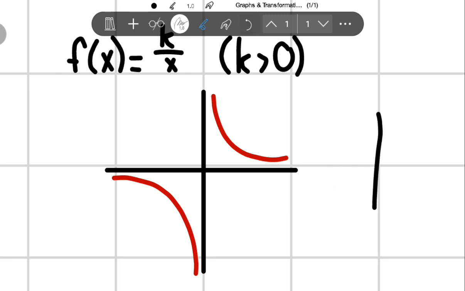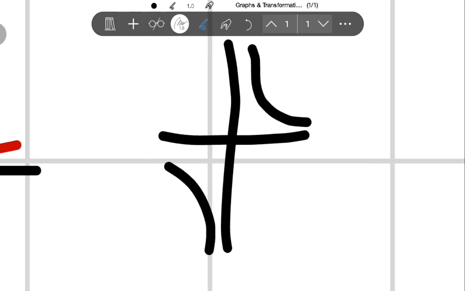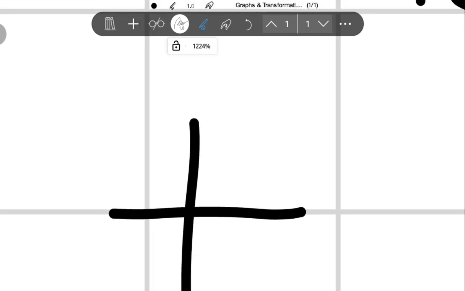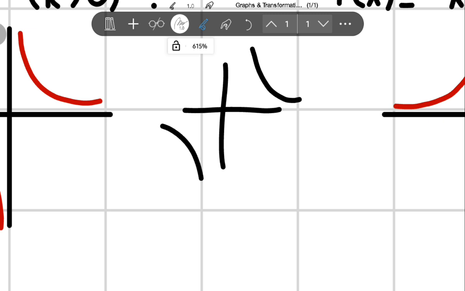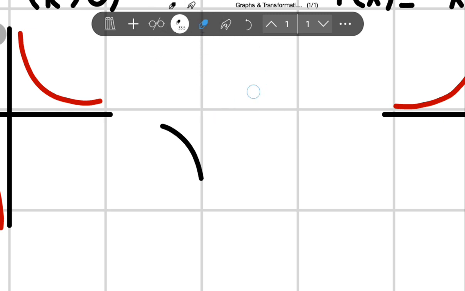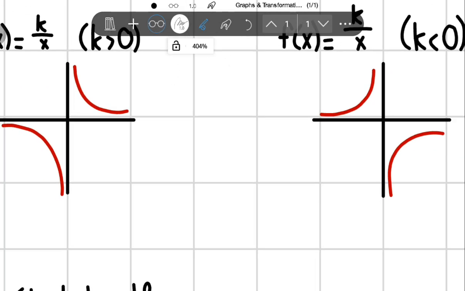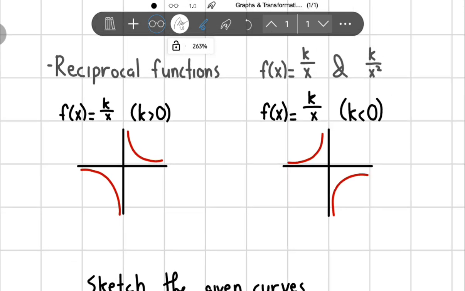Let's say if k was a small number, let's just say 1 over x. Generally it will be something like this. You'll find that it will tend to be closer to the axis. However, if you were going to say 12 over x, for example, you find that it's actually going to get further away from each axis. So you could just imagine k to be like the amplitude, the number which determines the amplitude of the graph itself. And this is generally the look of it when k is positive or greater than 0.